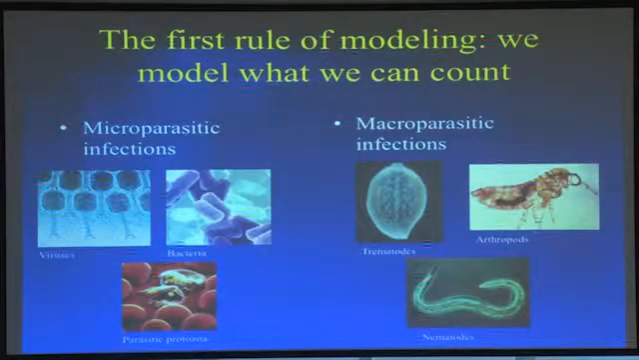But what you can count is the number of hosts that are susceptible. You can count the number of hosts that are infectious, and you can count the number of hosts that have recovered. So when we model those kinds of microparasitic infections, we model the number of hosts.